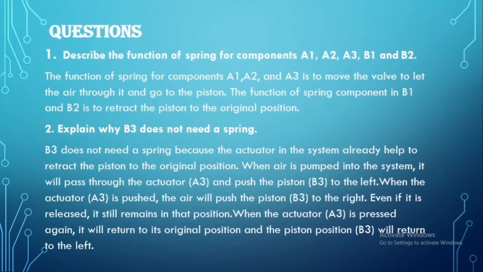B3 does not need a spring because the actuator in the system already helps to retract the piston to the original position. When air is pumped into the system, it will pass through the actuator and push the piston to the left. When the actuator is pushed, the air will push the piston to the right. Even if it is released, it still remains in the position. When the actuator is pressed again, it will return to the original position and the piston will return to the left.